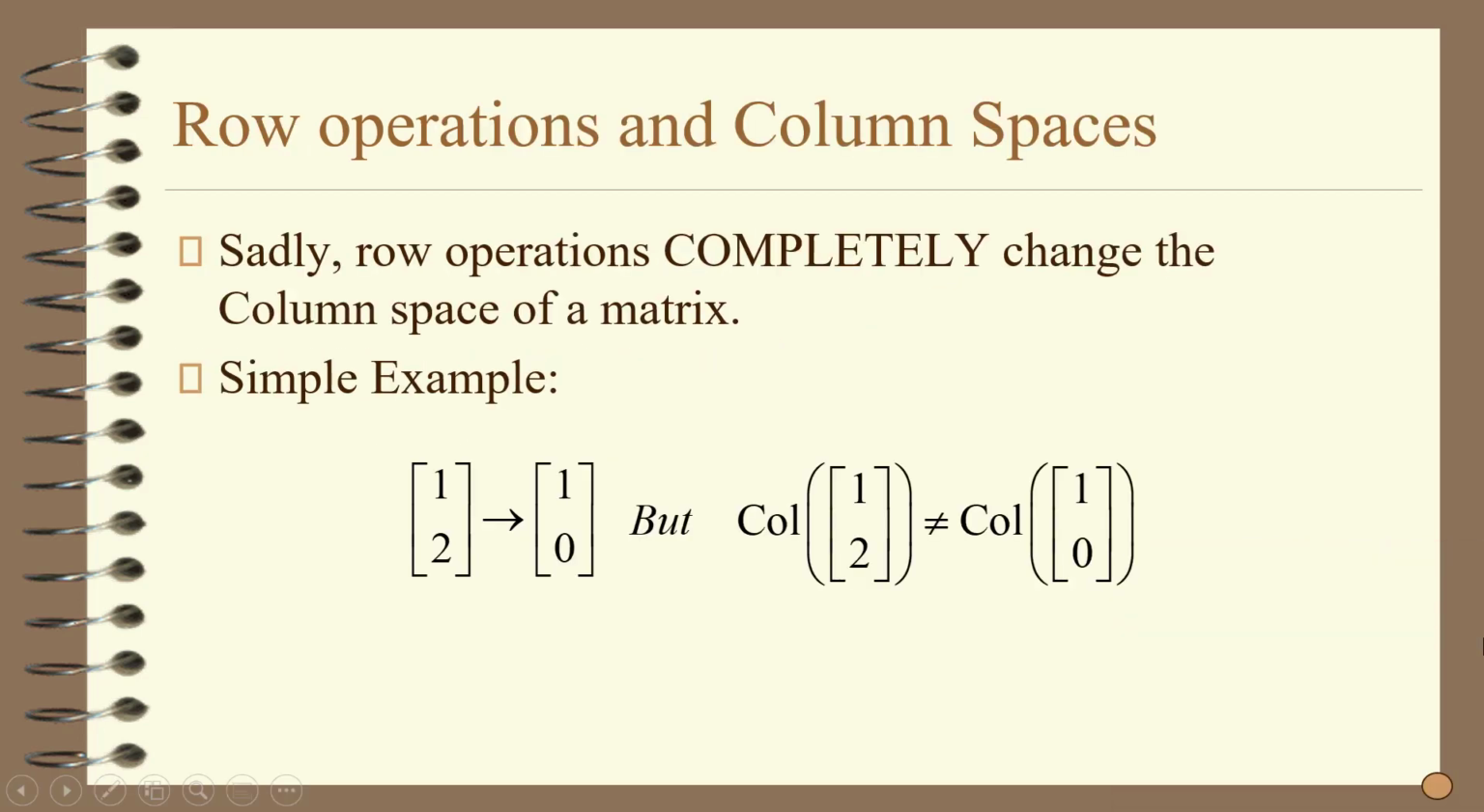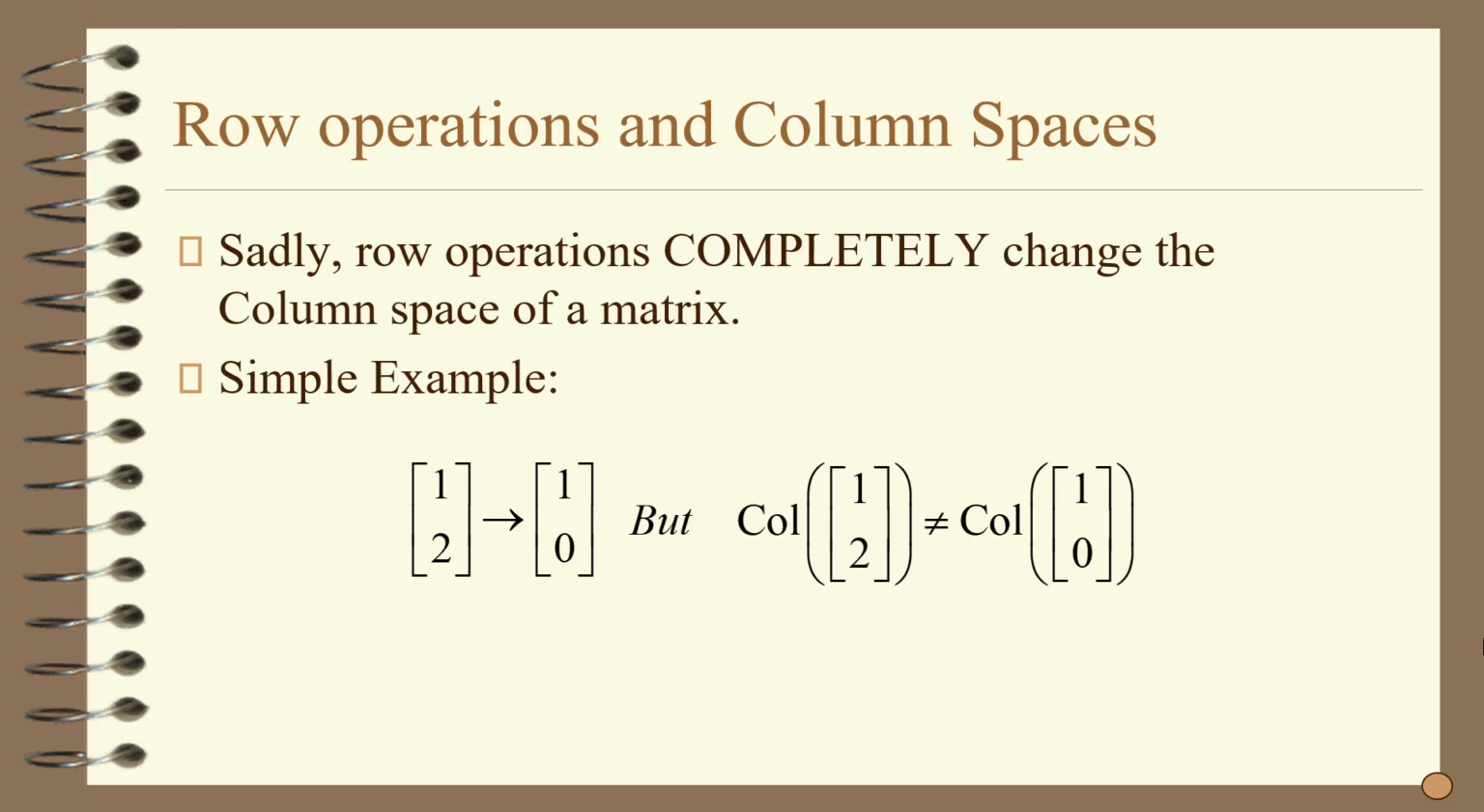Neat, right? Sadly, though, row operations completely change the column space. So if you take a matrix like [1, 2], you can row reduce it to [1, 0]. But the column space of [1, 2], all the linear combinations of [1, 2], is a line whose slope is 2. And that's not the same as the column space of [1, 0]. The column space of [1, 0] is a line, but that happens to be the x-axis. And those two lines are certainly not the same. So if you row reduce a matrix, it does not change the row space, but it usually drastically changes the column space.